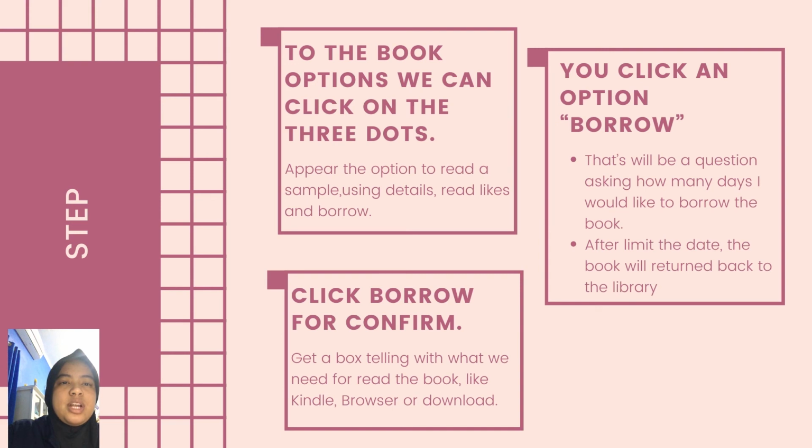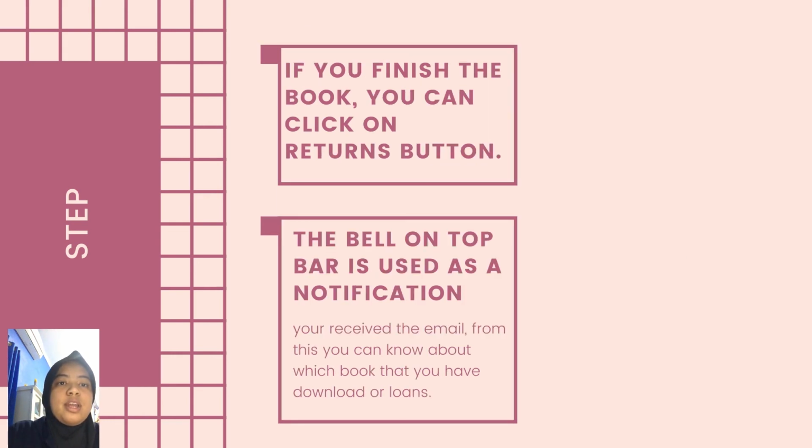There will be a question asking how many days you would like to borrow the book. After the limited date, the book will return to the library. And then click borrow to confirm, and then you get a box telling what we need to read the book, like Kindle, browser or download. And then you can finish the book. You can click on the return button. The bell on the top bar is used for notifications. As you receive the email, from this you can know which books you have downloaded or loaned.